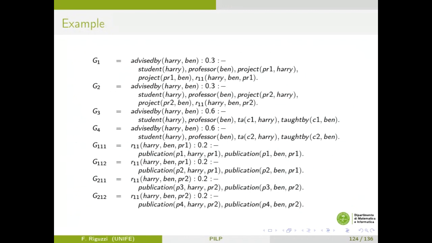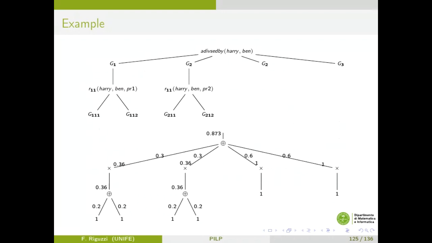For our example, suppose there are two projects, PR1 and PR2, where Harry and Ben are involved, okay? And there are two courses where Harry and Ben are involved, okay? And for each project there are two publications where Ben and Harry are co-authors. So clause C1 has two groundings, one for project 1 and one for project 2, where the persons are Harry and Ben. Clause C2 has two groundings, and the clauses for the hidden predicate have four groundings for publications P1, P2, P3, and P4. So we can build this dependency graph for ground clauses that leads to this arithmetic circuit for computing the probability of the query.